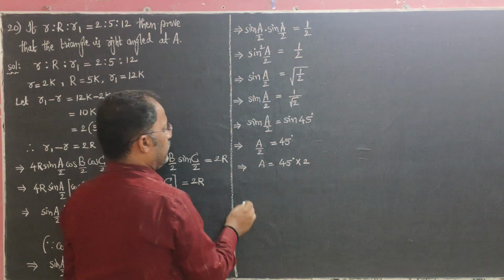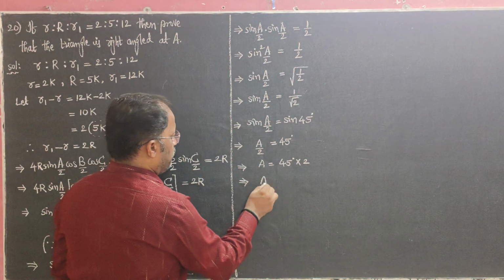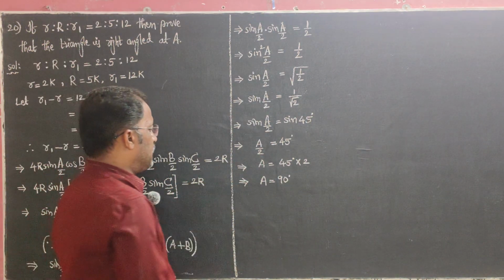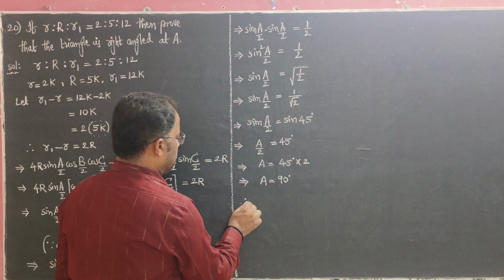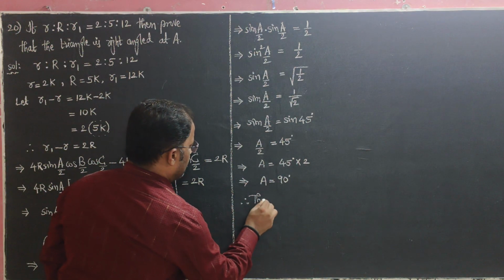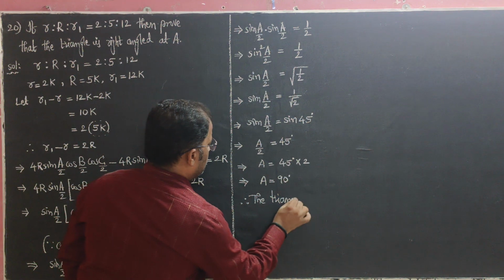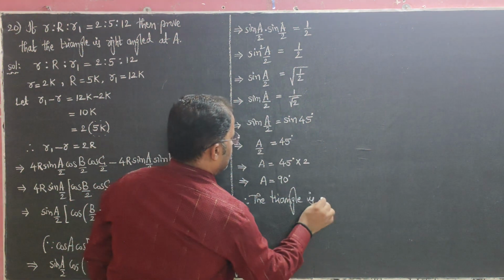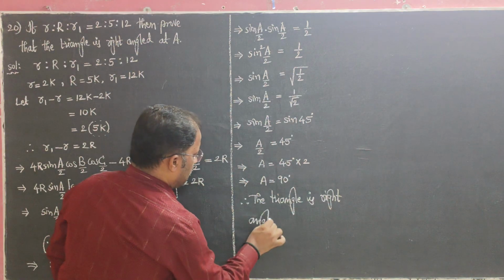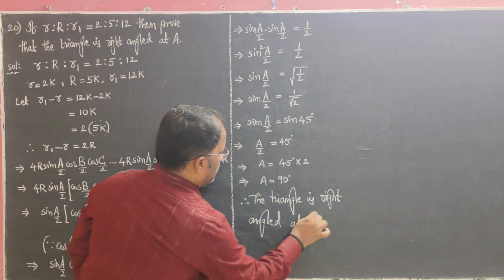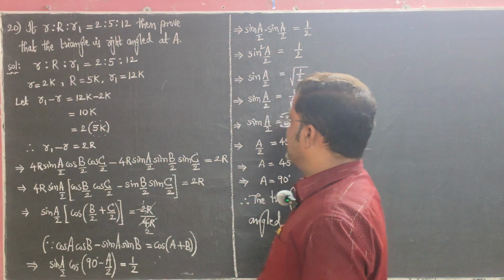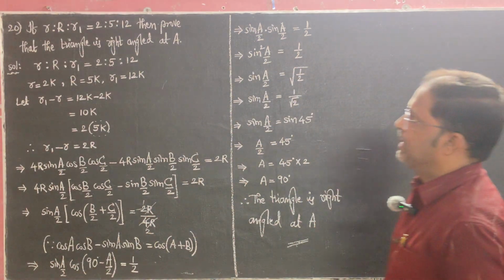Divide by 2 can become multiply, means capital A equals 2 into 45, how much? 90. So if capital A angle is 90 degree, therefore the triangle is right angled at capital A. Right angled at capital A. Clear? So this is question number 20.